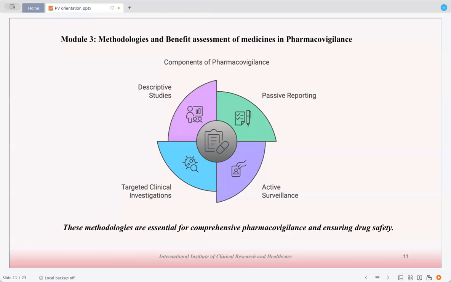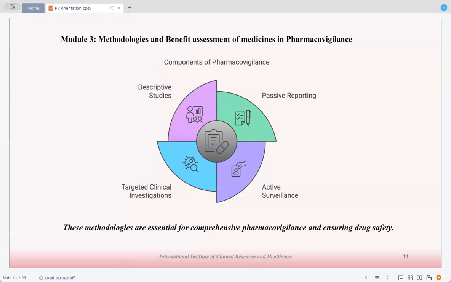Next under passive reporting, the case series. Case series means a collection of reports on patients with similar adverse events, so that it helps to recognize the pattern of that adverse drug reaction. But there is no comparison group, so there is no control group. So that is passive reporting, the spontaneous report and case series.